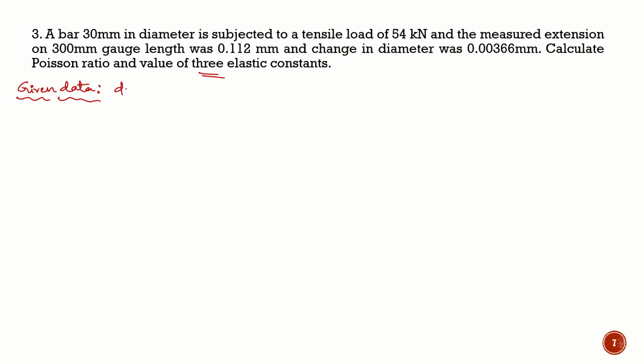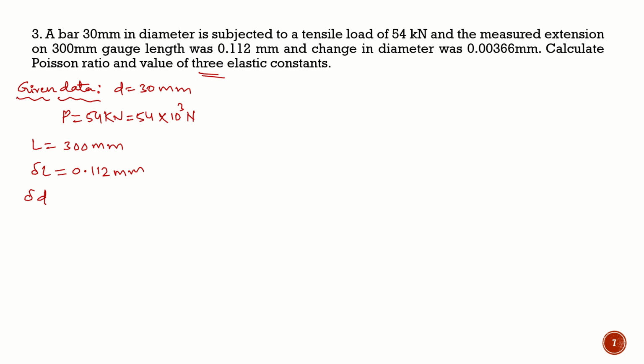So here you can see diameter D is 30 mm and tensile load P is equal to how much? It is 54 kilonewton, which is equal to 54 into 10 power 3 newton, and then we have gauge length L equal to 300 mm and extension on this gauge length is 0.112 mm, and then we have change in dia equal to 0.00366 mm. Okay, now he is asking us to calculate the value of Poisson's ratio as well as the three elastic constants. So first we will calculate Poisson's ratio.